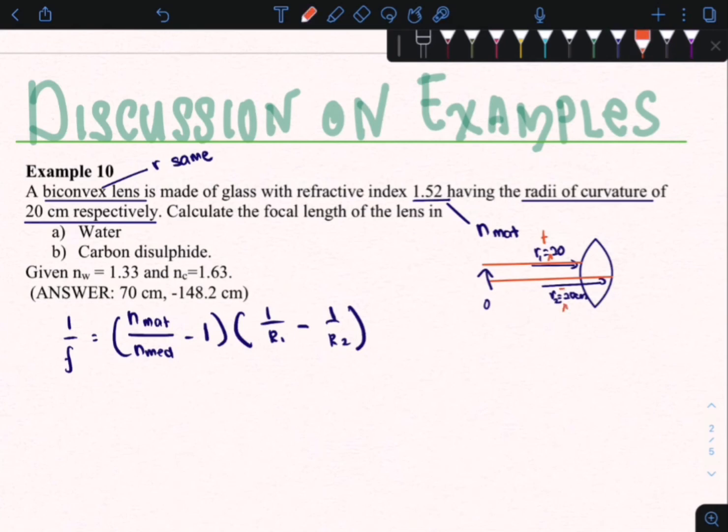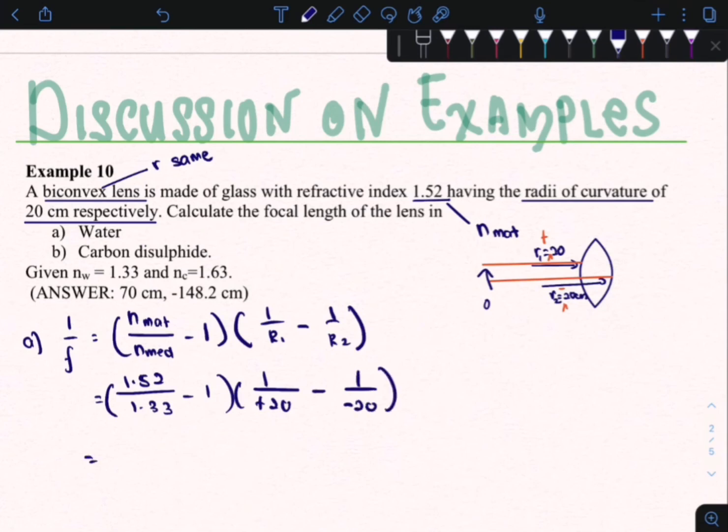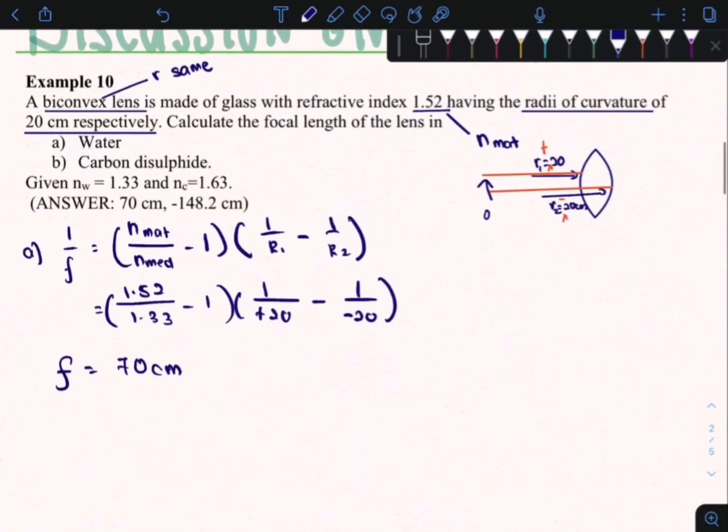So when you want to substitute here, 1 over F, for the first case, inside the water, you have 1.52 divided by 1.33 minus 1, multiplied by 1 over positive 20 centimeter minus negative 20 centimeter. Then you press your calculator, and you will end up with your focal length as 70 centimeter.